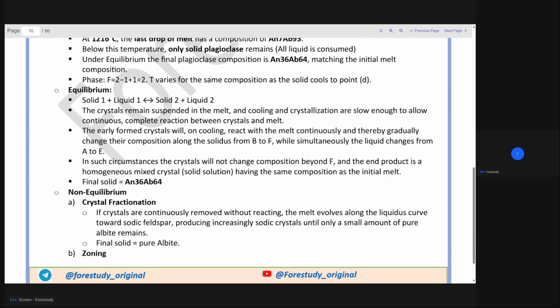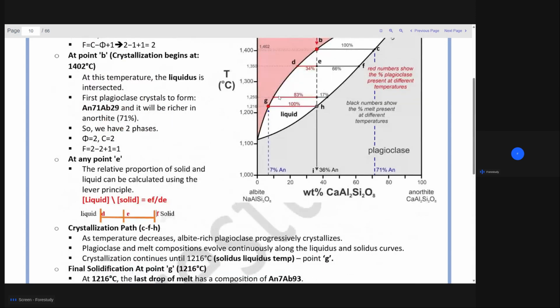Now let's come to crystal fractionation. What will happen if we are separating out the crystal from the melt and we're not allowing the melt to react with the crystal? So if crystals are continuously removed without reacting, the melt evolves along the liquidus curve towards sodic feldspar, producing increasingly sodic crystals until only a small amount of pure albite remains. The final solid will be pure albite. Here it will come to this point.